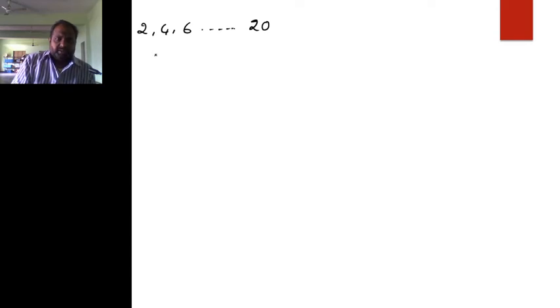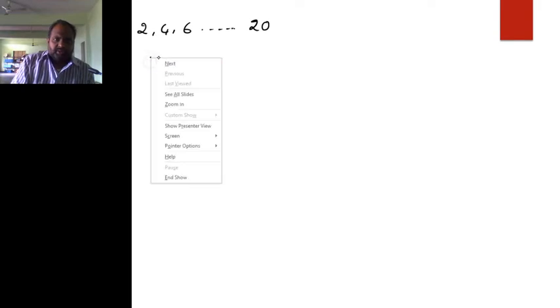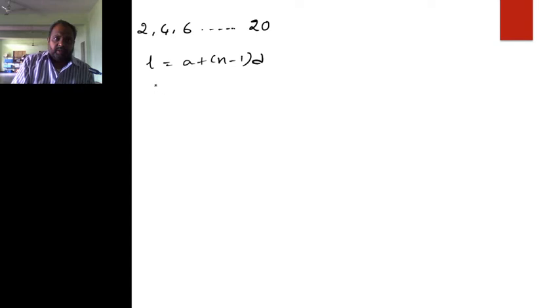First, we have to find the number of terms n. You know the formula: L is equal to a plus n minus 1 into d. Here the last term, an, is 20, which is equal to 2 plus n minus 1 into d. Here a means the first term, 2, and d is 4 minus 2, that is equal to 2.